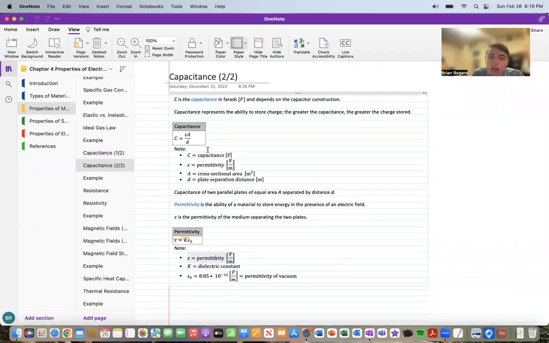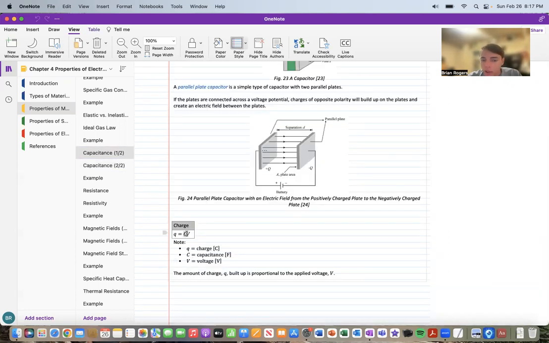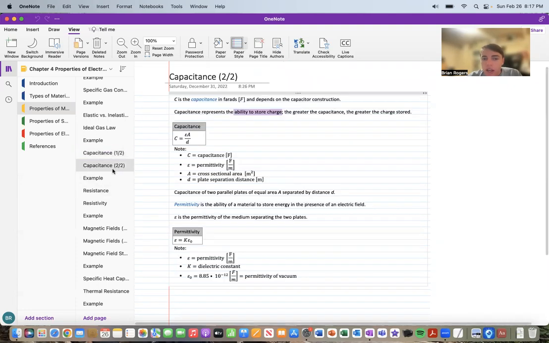This one's just part 2, continuation. So capacitance is measured in units of farads and depends on the capacitor construction. A capacitor has the ability to store charge between its two plates, as we saw before. The more capacitance, the greater the charge stored, because you can either increase the capacitance or increase the voltage to get more charge. And here, what we're going to see with the equation is the amount of capacitance is going to equal. If we can increase our capacitance, we'll be able to store more charge.